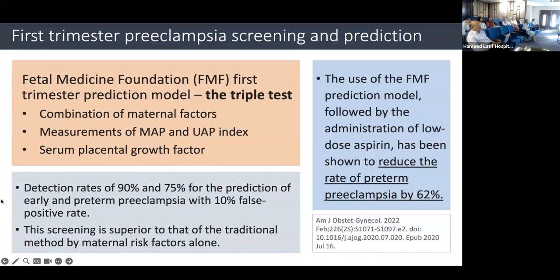Fetal Medicine Foundation, I have made quite a couple of references to that. The triple test is a combination of maternal factors, measurement of mean arterial pressure and uterine artery pulsatility index, all those things which we have already discussed, and serum placental growth factor. And the detection rates, what we have seen in that pictorial of American Journal, showed that detection rates were 90% and 70% for the prediction of early and preterm preeclampsia with 10% false positive. This screening is superior to that of the traditional methods by maternal risk factors alone. And the use of this prediction model, followed by administration of low-dose aspirin, has been shown to reduce the rate of preterm preeclampsia by 62%. So this is the journal, the same journal that I already previously talked about.